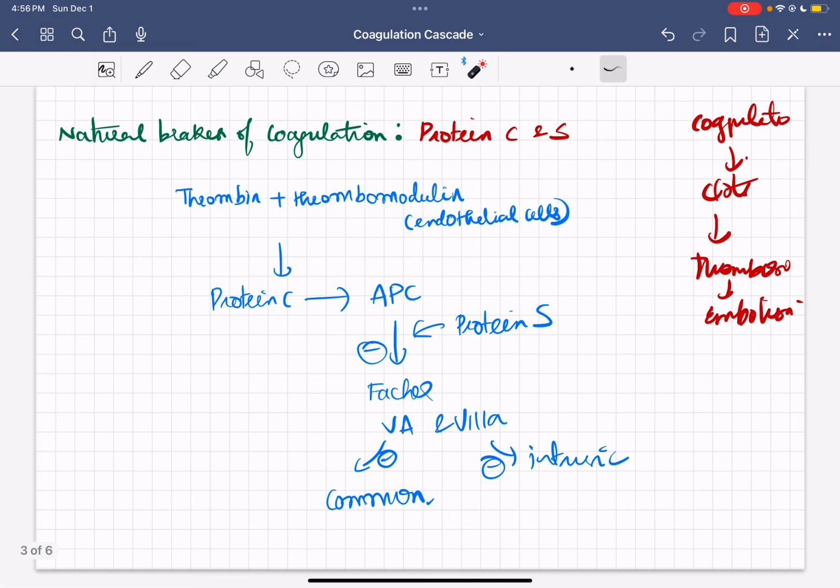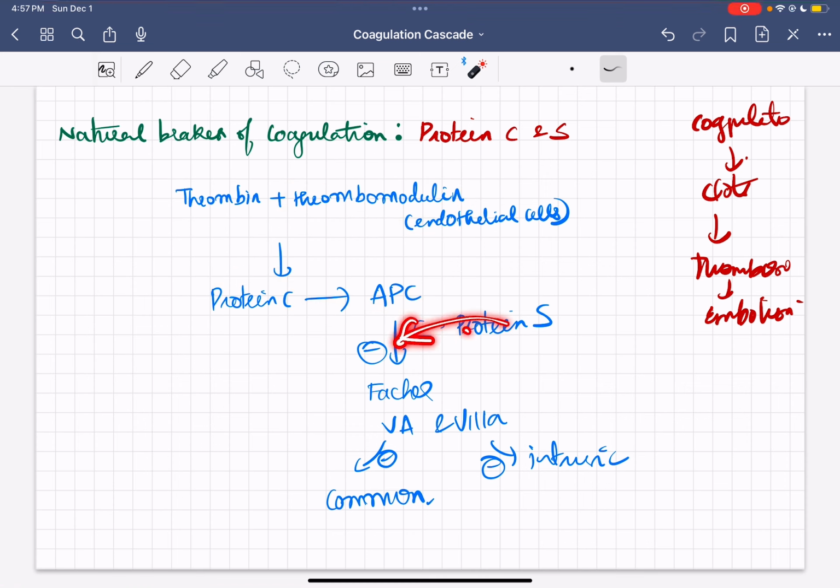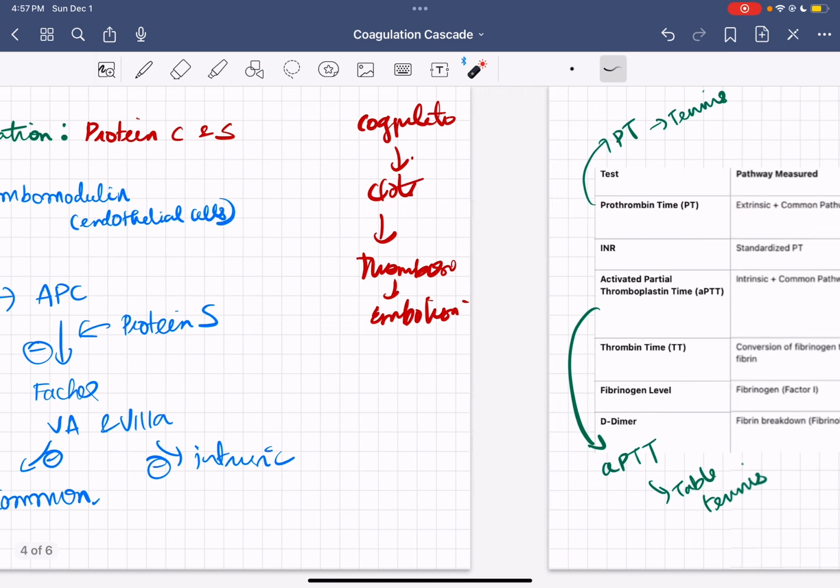So this process in a normal blood vessel, okay, is to prevent coagulation from happening. Thrombin is going to bind to thrombomodulin, and then protein C forms a complex, and along with protein S, it's going to inhibit your common and your intrinsic pathway specifically, so that there is no unnecessary coagulation. So that's why these are called natural brakes of your coagulation.